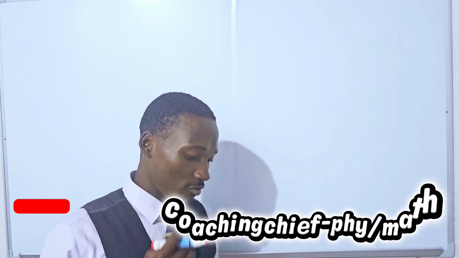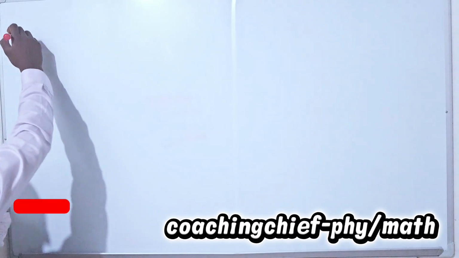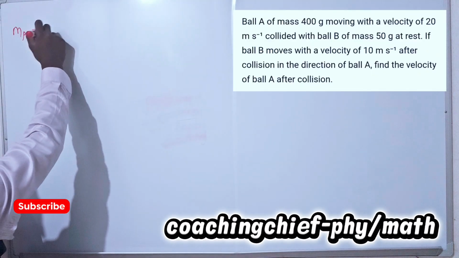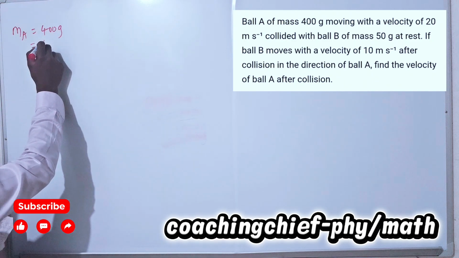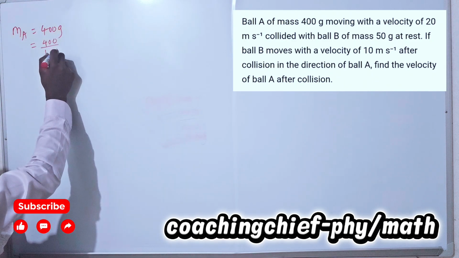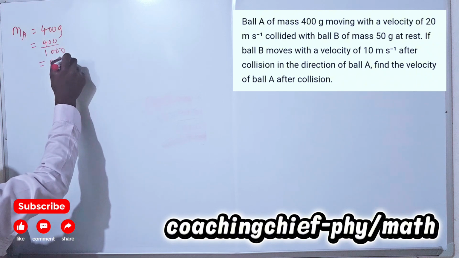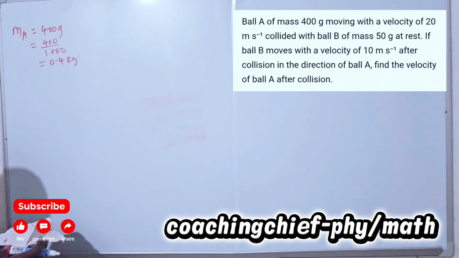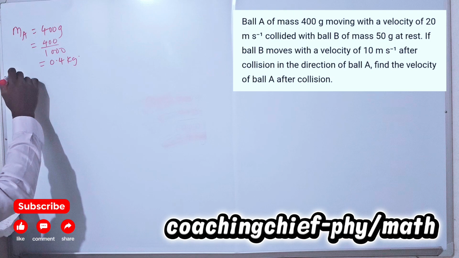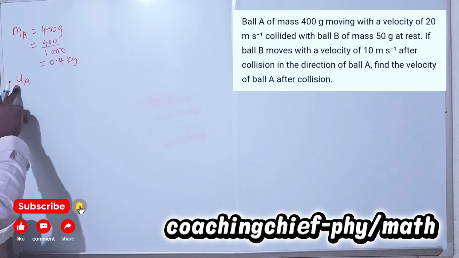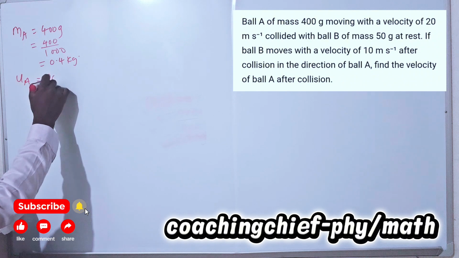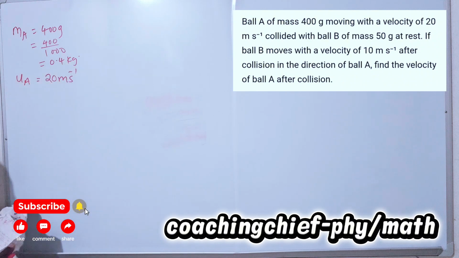This is ball A of mass 400 grams. The mass of A is 400 grams. We can convert this into kilograms by dividing by 1000, which gives 0.4 kg. It is moving with the initial velocity of A, u1, which we are going to call 20 meters per second.